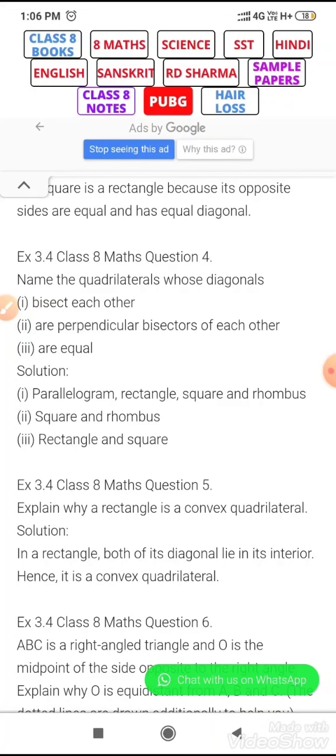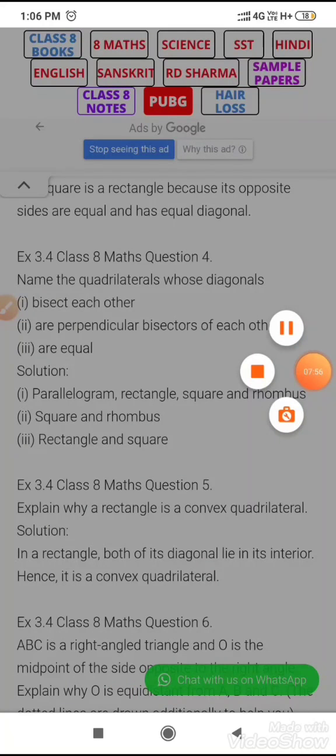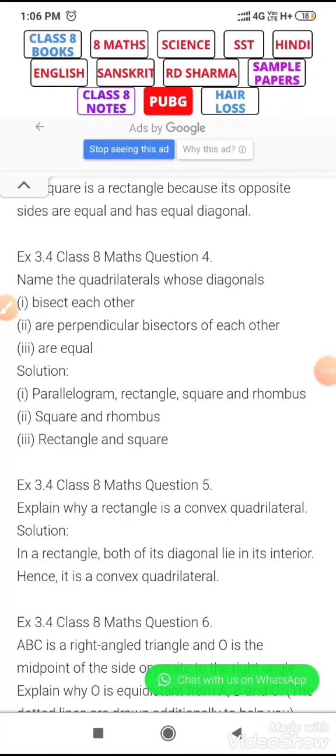In question number 5, we have to explain why a rectangle is a convex quadrilateral. When I studied this chapter, I discussed this topic, convex quadrilateral. In a convex quadrilateral, the diagonals lie in the interior of the polygon, and in a rectangle, both diagonals lie in its interior. So we can say that a rectangle is a convex quadrilateral.